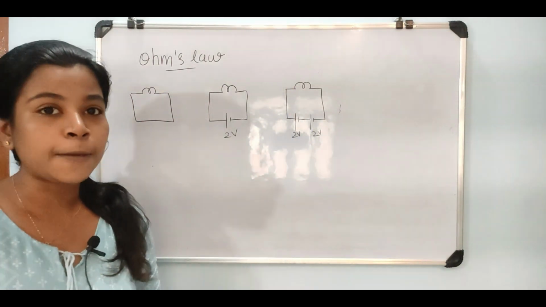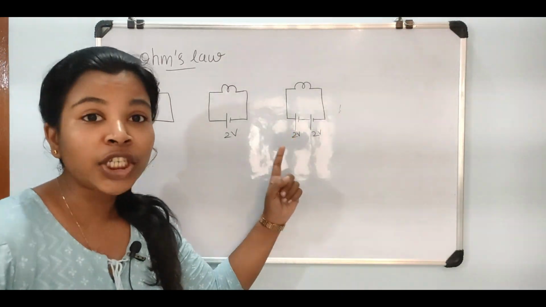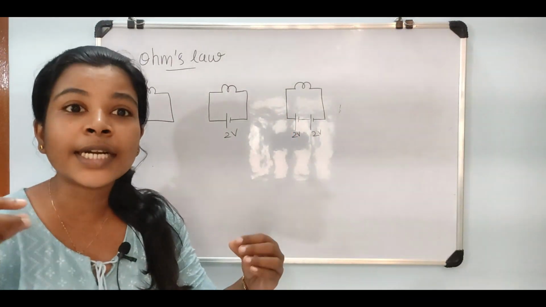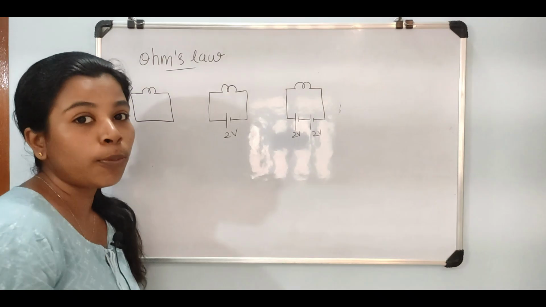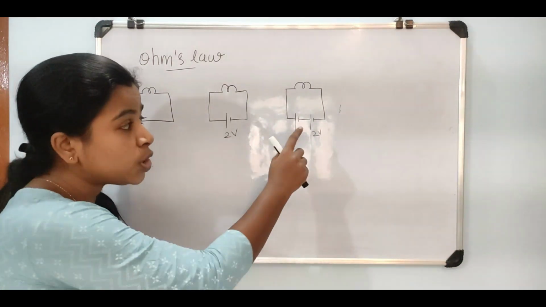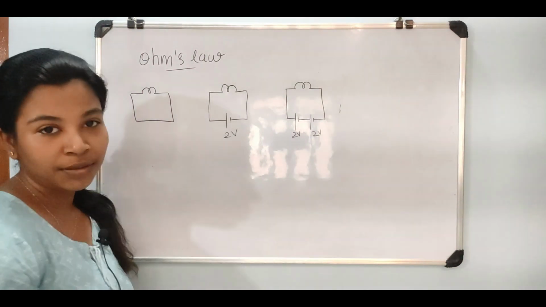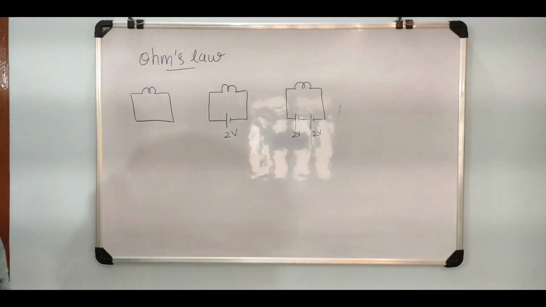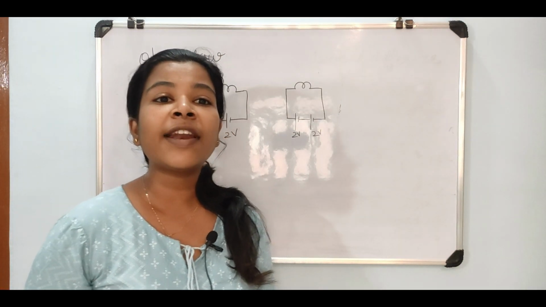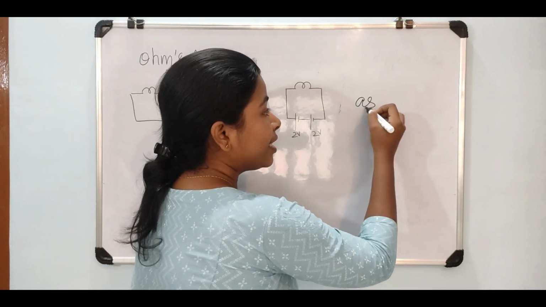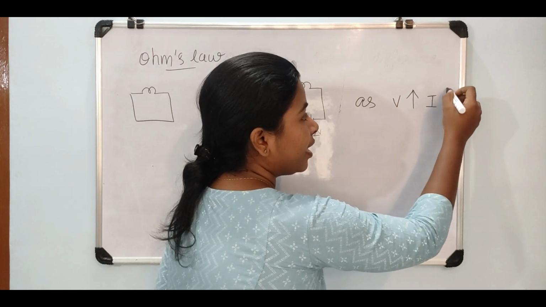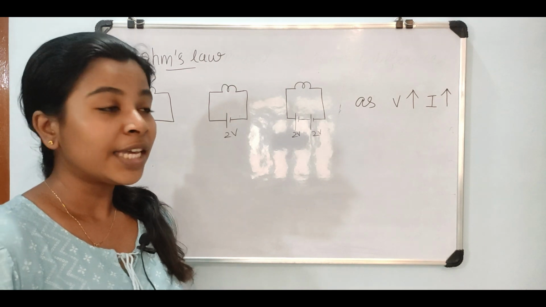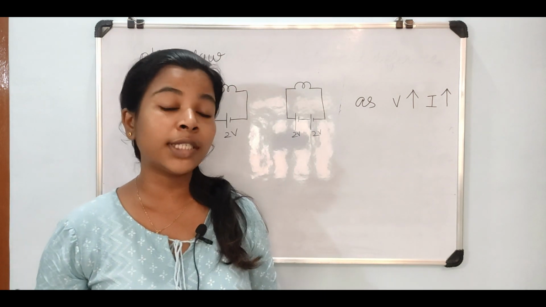From this, what can you understand? Yes, as the potential across a circuit is more, the current is more. In both these circuits, which circuit has more potential? This one, right? So the current in which circuit will be more? This one. Followed? So from this we can write the inference: as voltage increases, current increases, given the resistance is constant in that circuit.